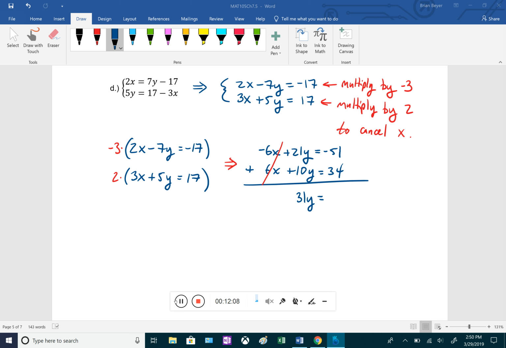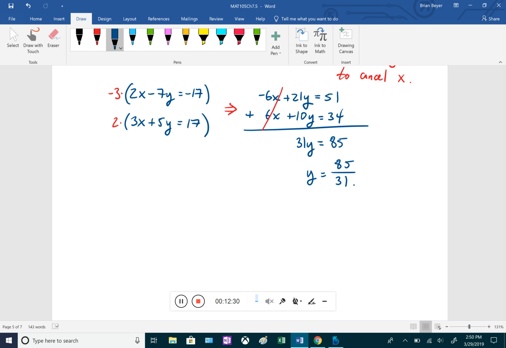And whoops, I made a mistake. This should be +51 for the coefficient on the first one because it was negative times a negative. So now when we're adding 51 plus 34, that gives us 85. So dividing both sides by 31, I think in simplest form, this is just going to be y equals 85 over 31. So a little bit messier.